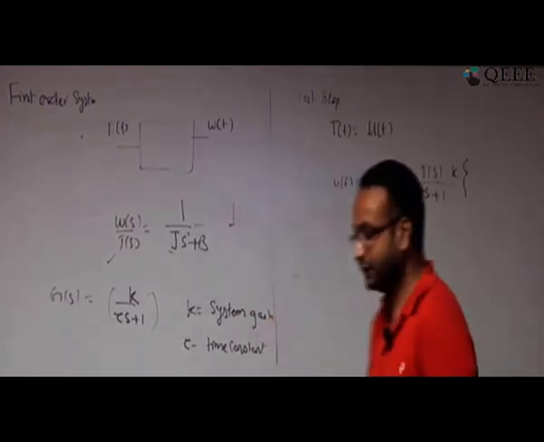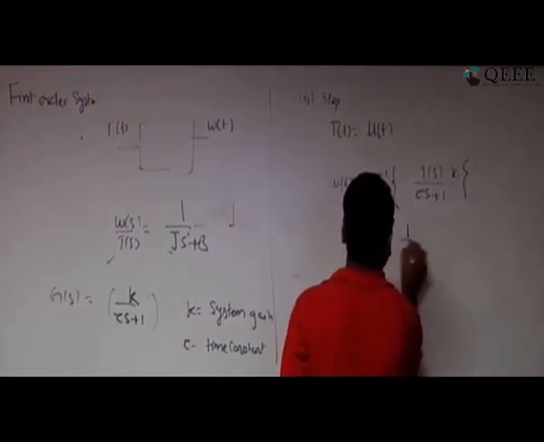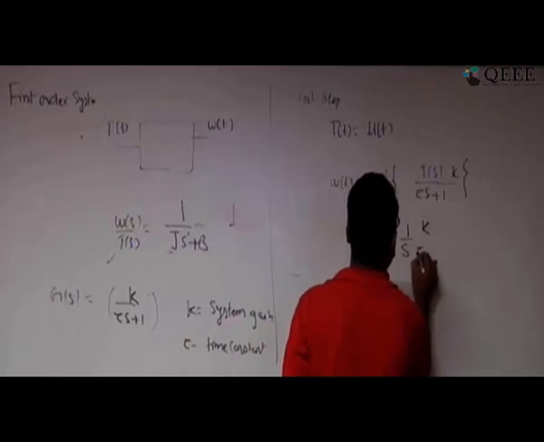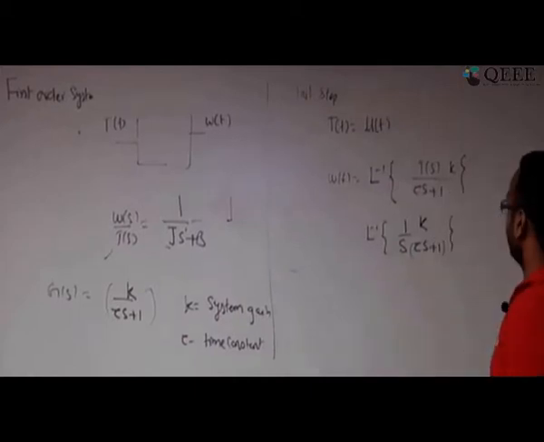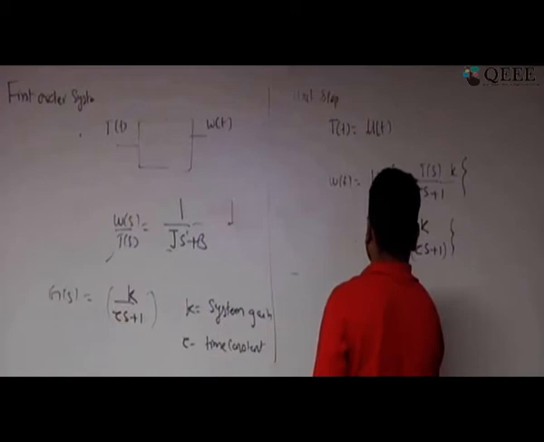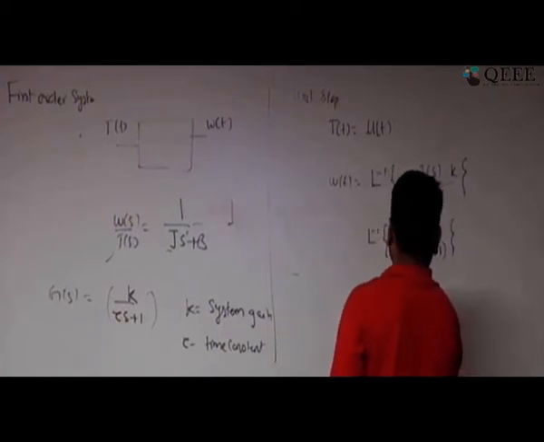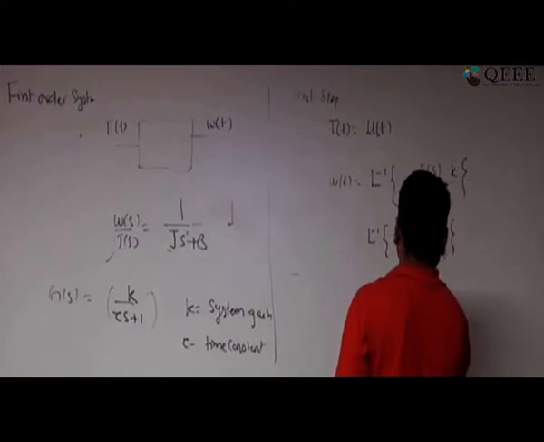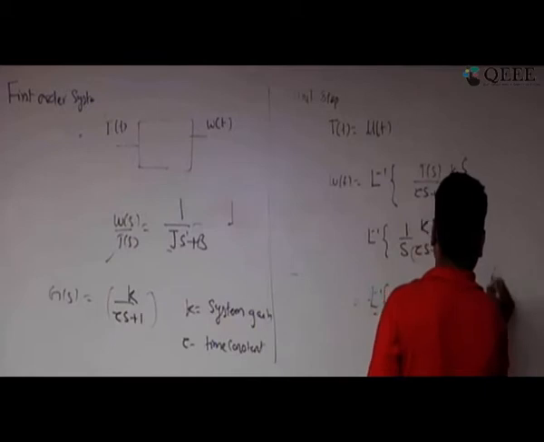So this is what we have seen. Now look at this, it is going to be the inverse Laplace transform of 1 by s times k over tau s plus 1. Okay, this is what you got. Now if you solve it, as I mentioned in the last class, we will take a partial fraction based approach, and if you do it, this is going to be k times 1 by s minus tau over tau s plus 1.